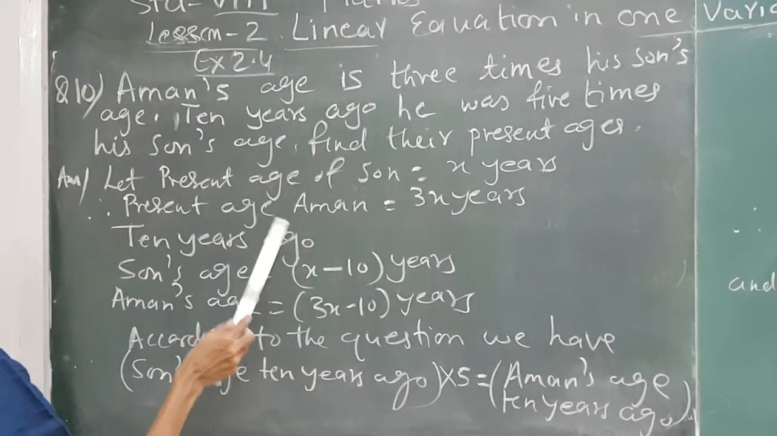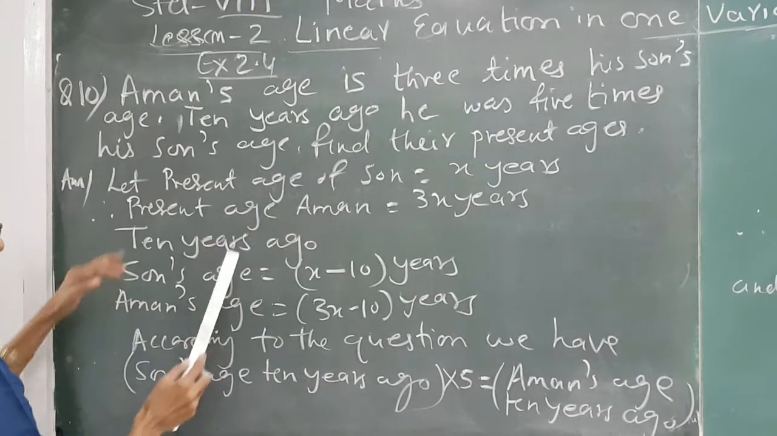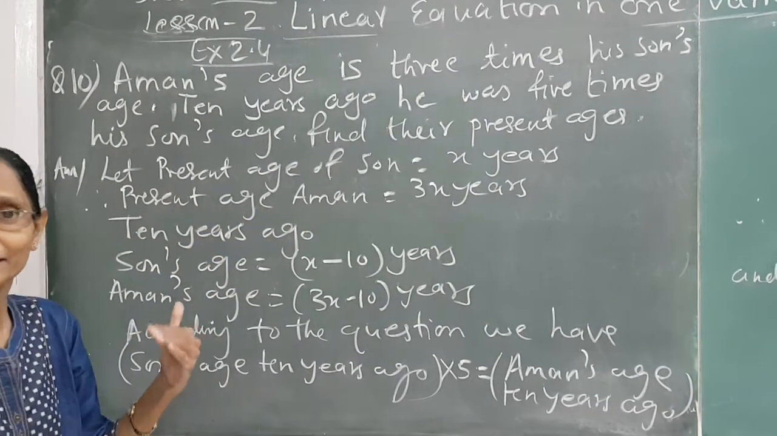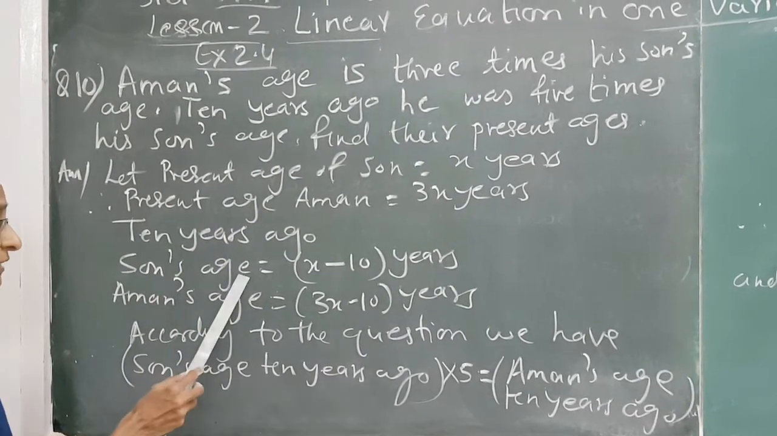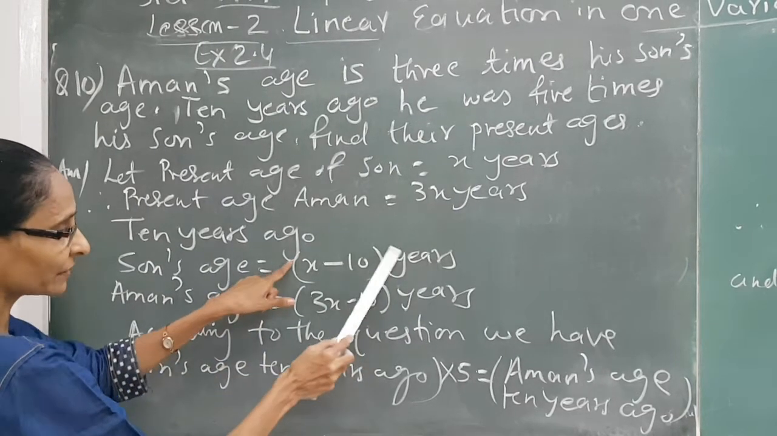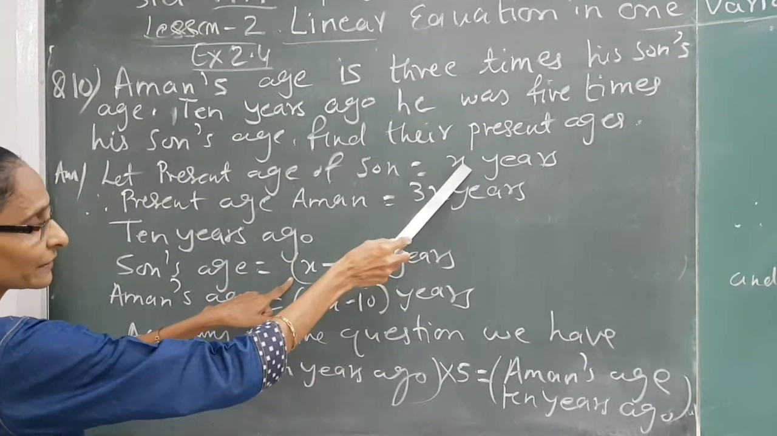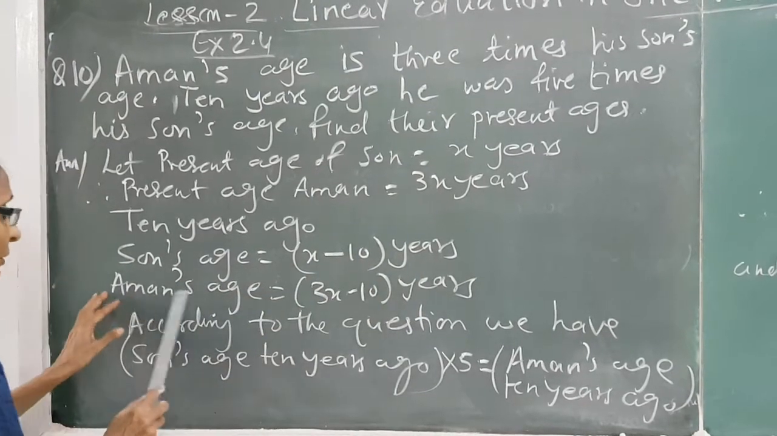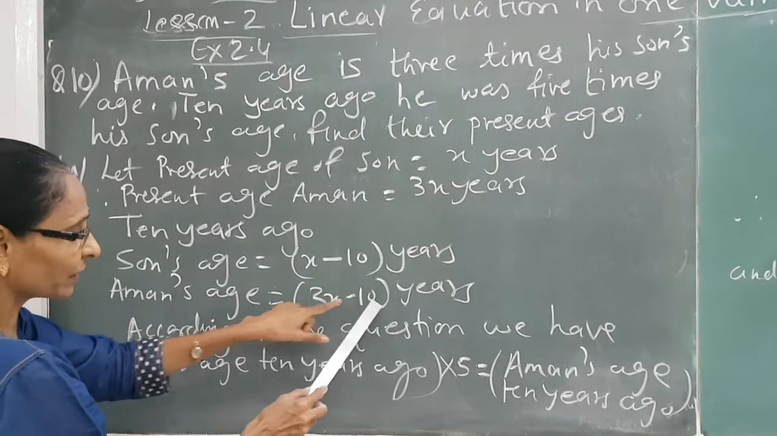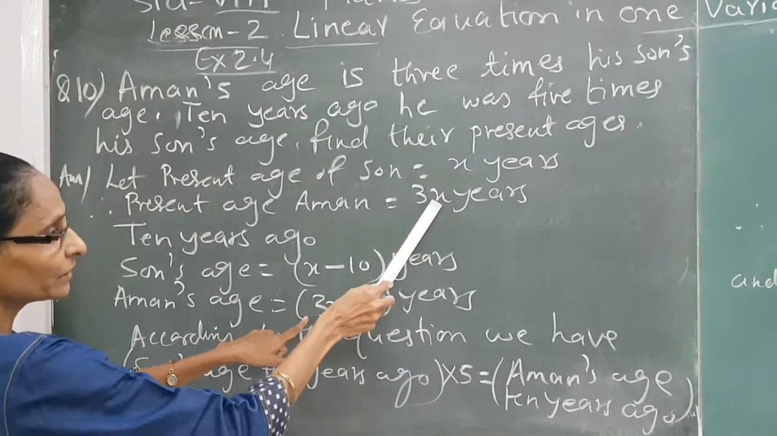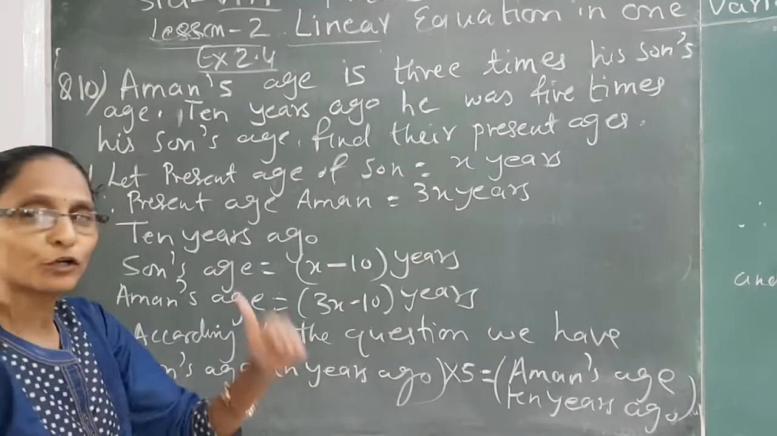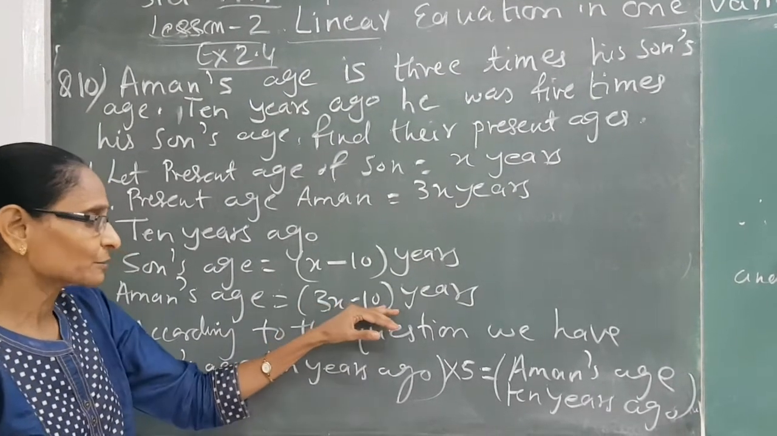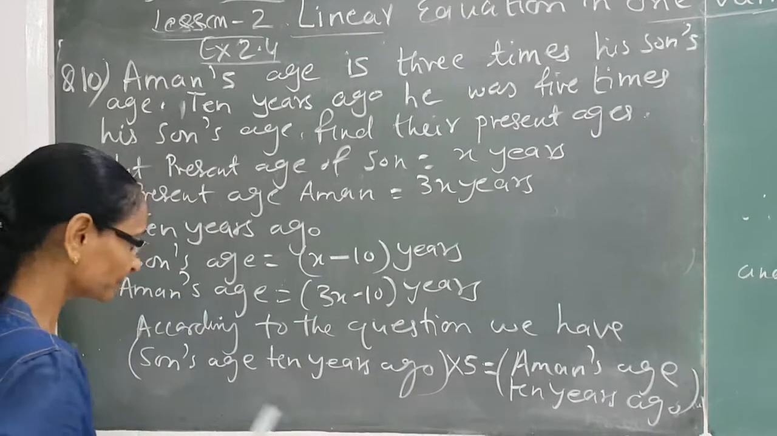Now 10 years ago, it is given. So 10 years ago, what will be their ages? The son's age is equal to x minus 10 years. X is his present age and before 10 years. So x minus 10. And Aman's age is equal to 3x minus 10 years. 3x is his present age and before 10 years. So 3x minus 10 years.